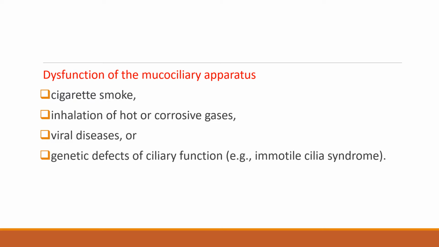Second thing is the dysfunction of the mucociliary apparatus, and that is seen in persons who smoke, with inhalation of hot or corrosive gases, or persons with viral diseases or genetic defects of ciliary function, that is immotile cilia syndrome. So in immotile cilia syndrome there is a dysfunction of the ciliary function, so that will lead to dysfunction of the mucociliary apparatus, so they are predisposed to infections with organisms.